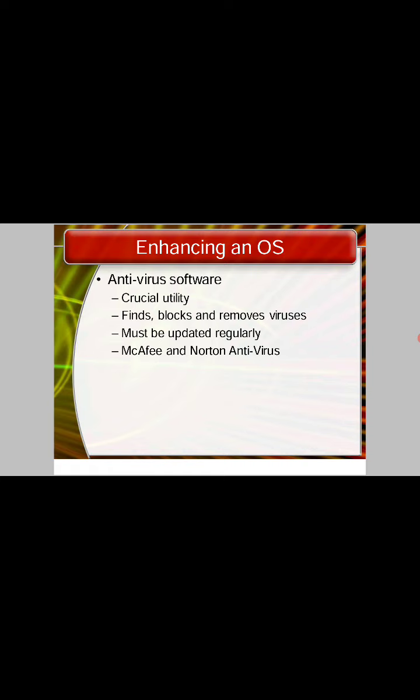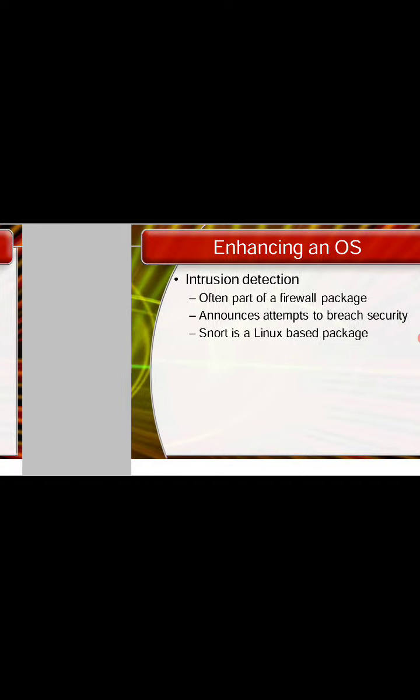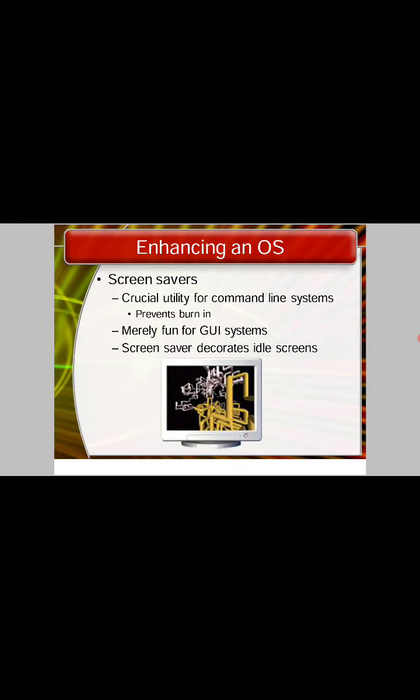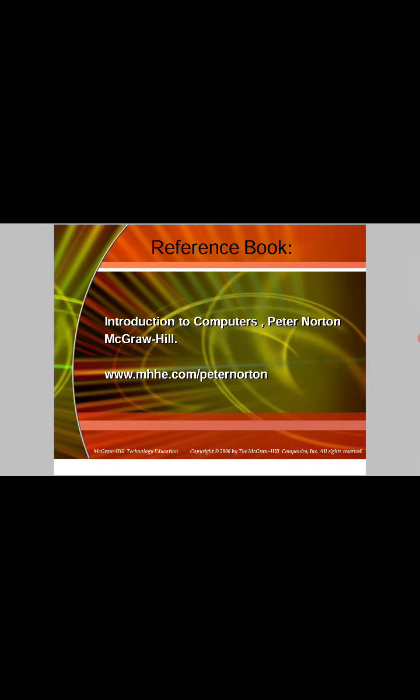Antivirus software is a crucial utility that finds, blocks and removes viruses. It must be updated regularly. Examples are McAfee and others. So what is a firewall? A crucial utility that protects your computer from intruders and makes your computer invisible to others. Then there are screensavers and others.